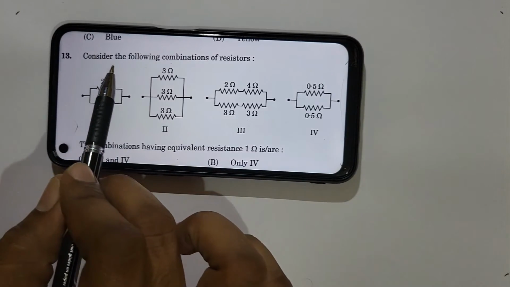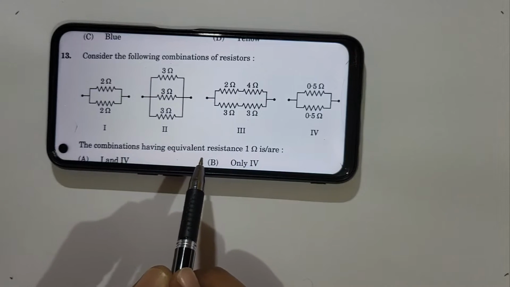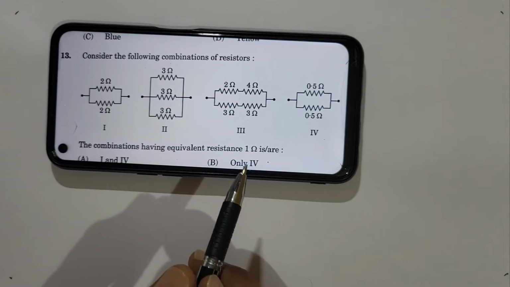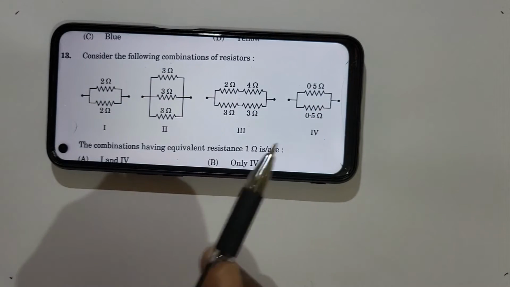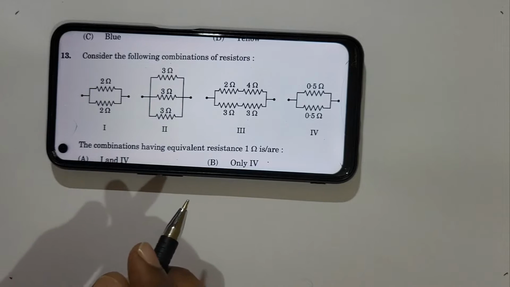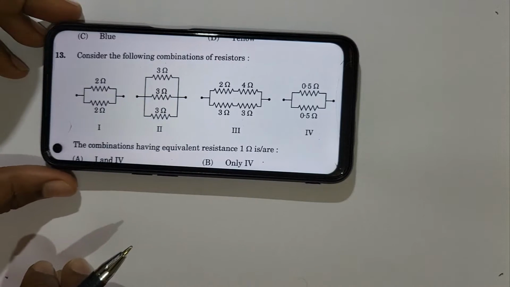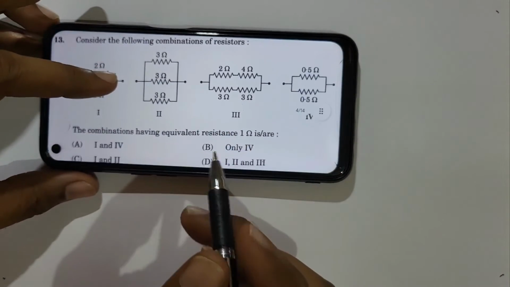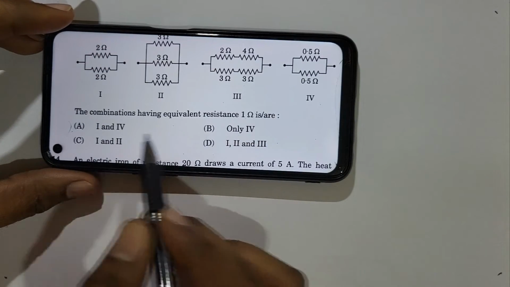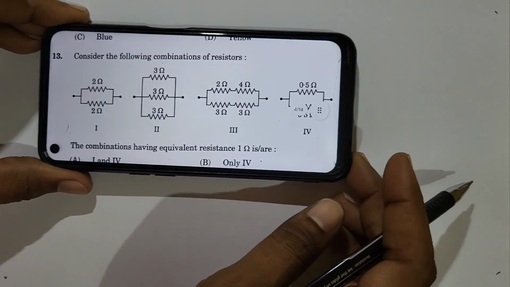See, consider the following combination of resistors, and the combinations having the equivalent resistance 1 ohm. It means we have to find the equivalent resistance of these and identify which are having the equivalent resistance as 1 ohm. Okay, so now let us take the question. The options are given as 1 and 4, only 4, 1 and 2, and 1 2 3. Let us find out first which are having the equivalent resistance as 1 ohm.